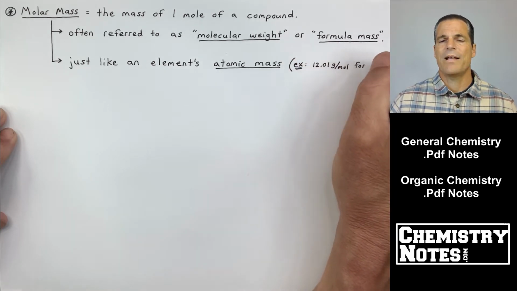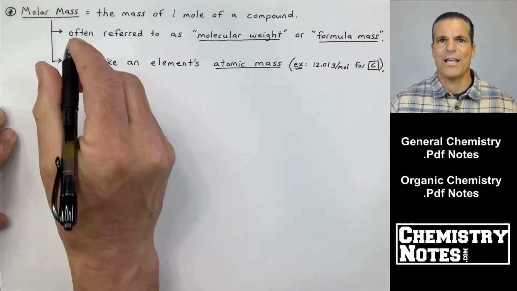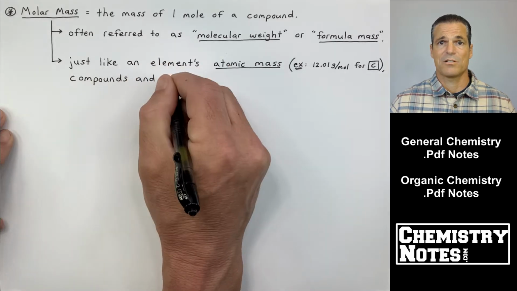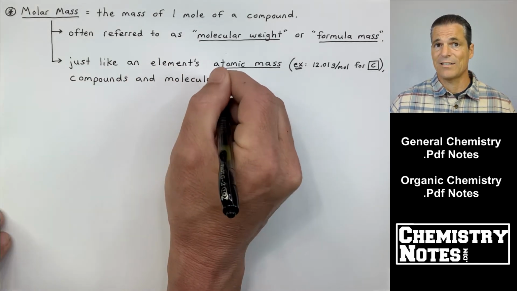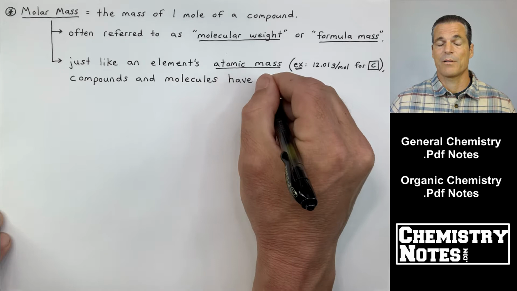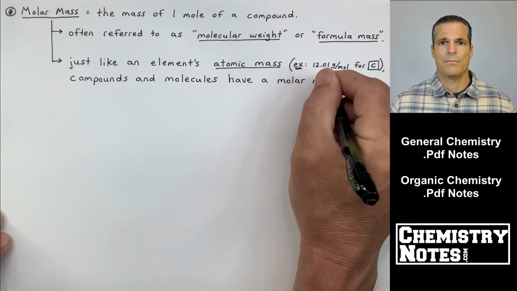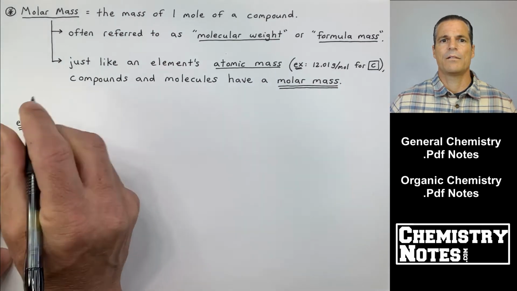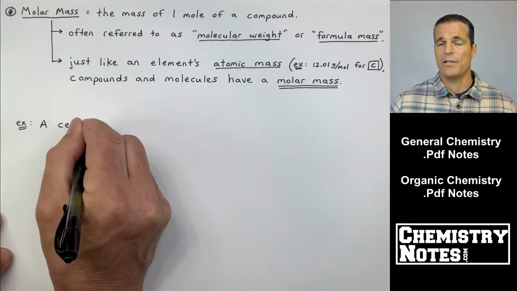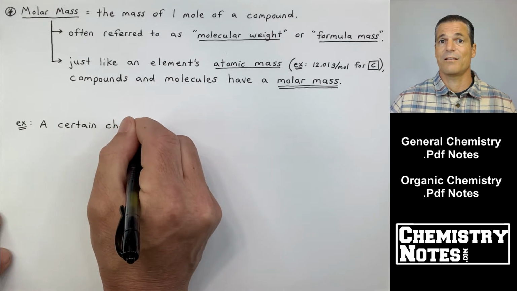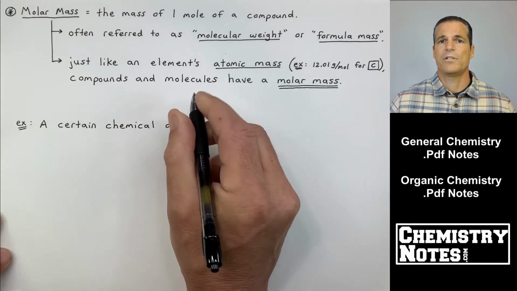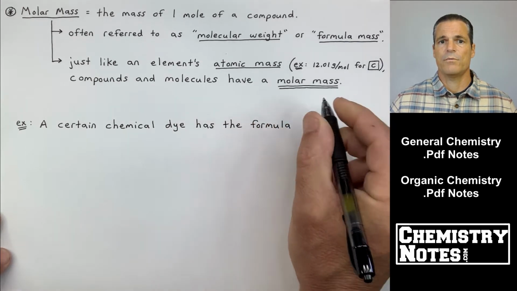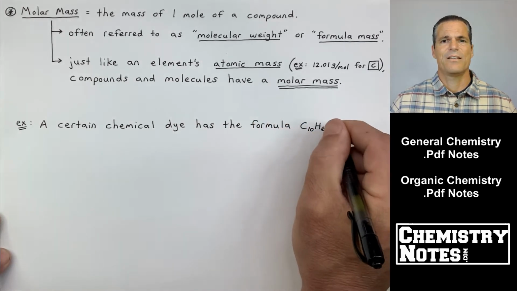But molar mass is really almost identical to calculating atomic mass. You don't even calculate atomic mass, right? You just look at the periodic table, you find the decimal number, and that's the element's atomic mass. For example, carbon, 12.01 grams per mole. Well, compounds and molecules have a molar mass, not an atomic mass, because compounds aren't individual atoms. Let's do an example. It should make lots of sense. If you have a periodic table in front of you, this will be very kind of intuitive.